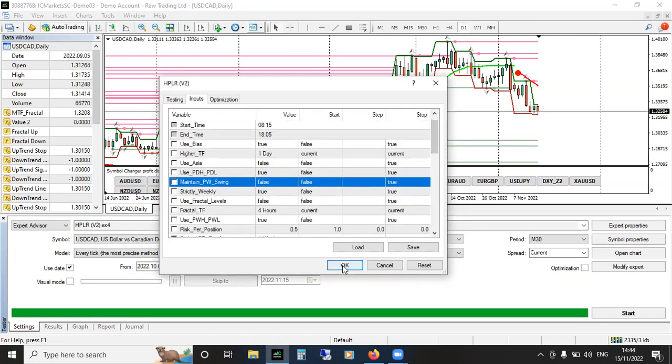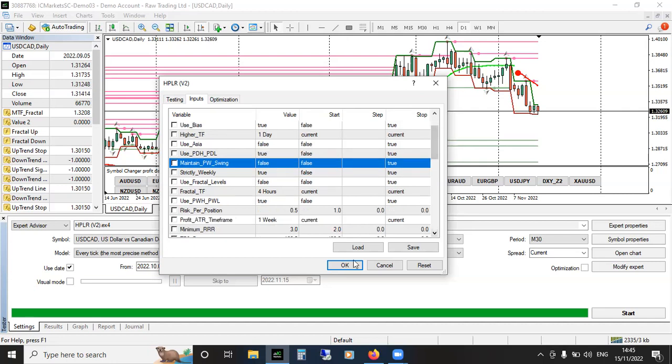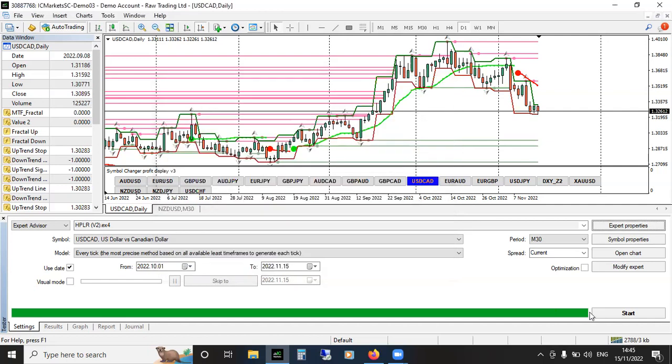So let's run it on UCAD and see what we have gotten from October to now. I think I said everything properly. Use bias true. Higher time frame 1 day. I want to use previous day's highs and lows. I want it to be strictly weekly. Also use previous week's highs and lows. All right, and then we can run this.